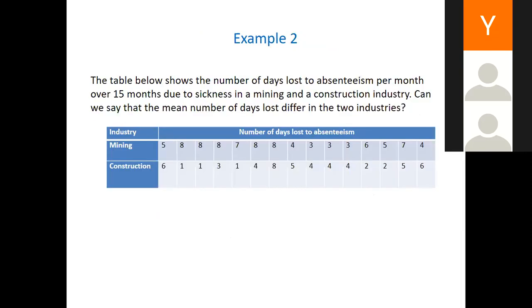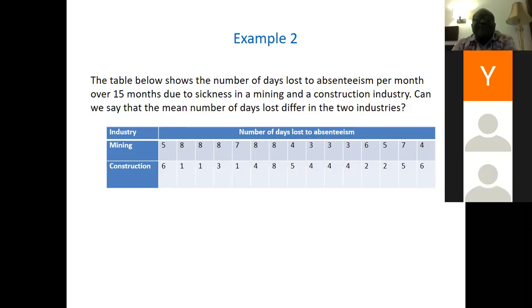Example: the table below shows the number of days lost to absenteeism per month over 15 months, due to sickness in the mining and the construction industry. Can we say that the mean number of days lost differs in the two industries? Look at it, I just show you the data set for the two. You know, when we try to demonstrate all this, we usually use a method that may be very funny.